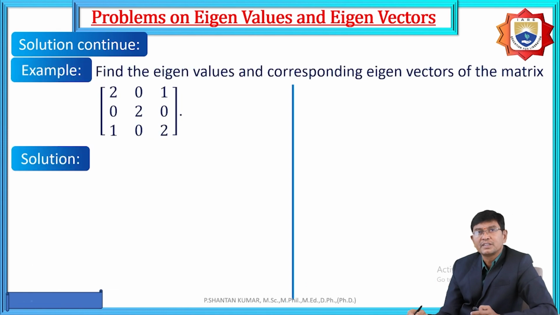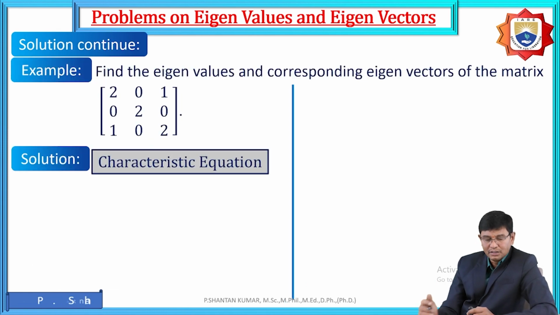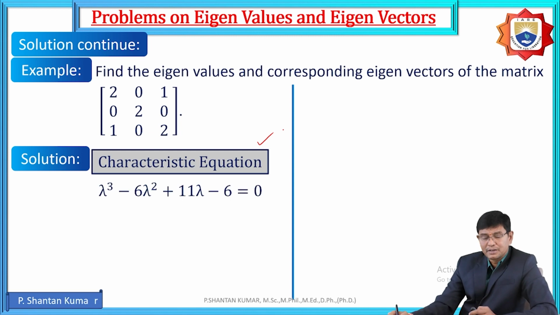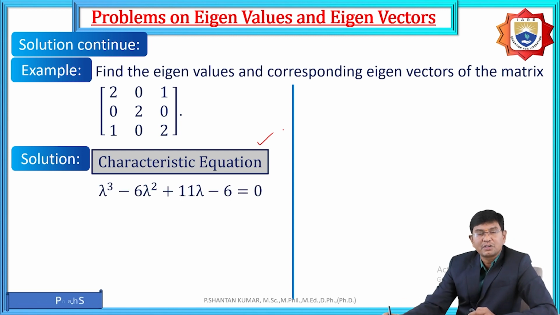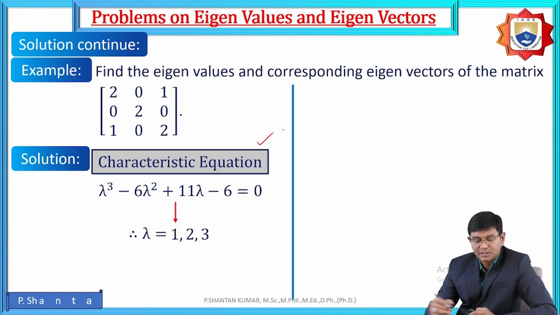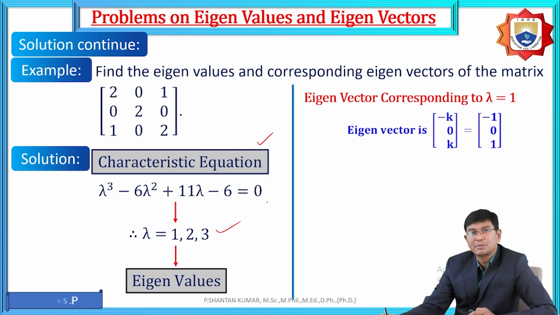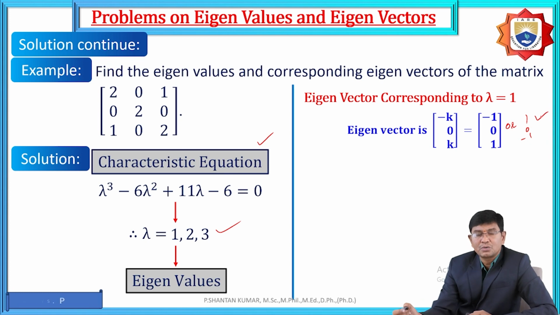The conclusion here for the eigenvectors: the characteristic equation we found is lambda cube minus 6 lambda square plus 11 lambda minus 6 equal to 0. These are the particular eigenvalues, and for the corresponding eigenvectors we already got (minus 1, 0, 1), or (1, 0, minus 1) also, both are the same, or (2, 0, minus 2) also, no problem.